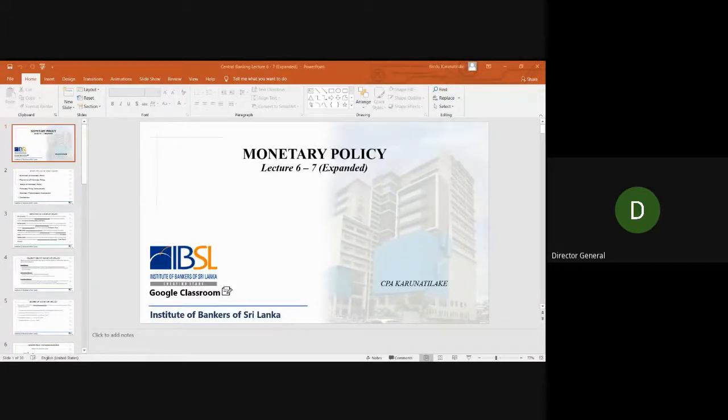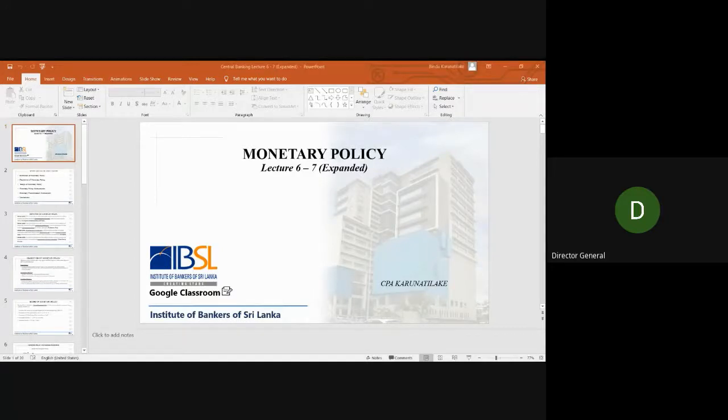Today, before starting the lecture, let's look at what we did up to now. Because today we are going to discuss the monetary transmission mechanism. That is about how, when the central bank takes any monetary policy action, that will be transmitted to the real sector. Because we know the final objective of conducting monetary policy is to maintain price stability.